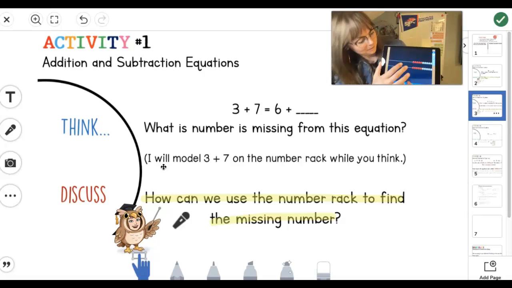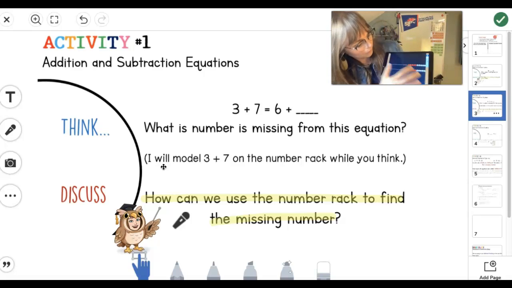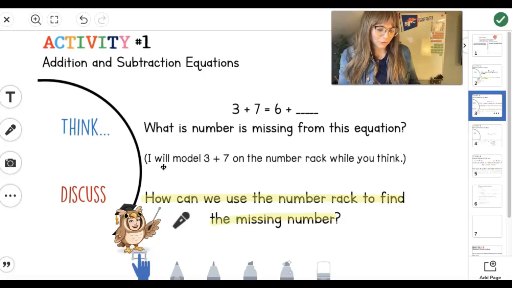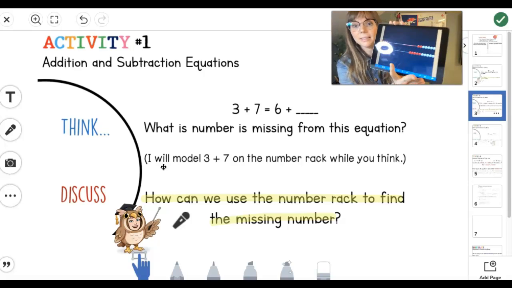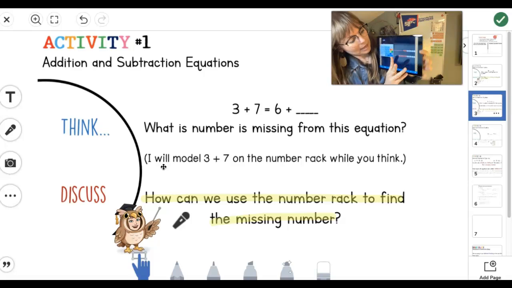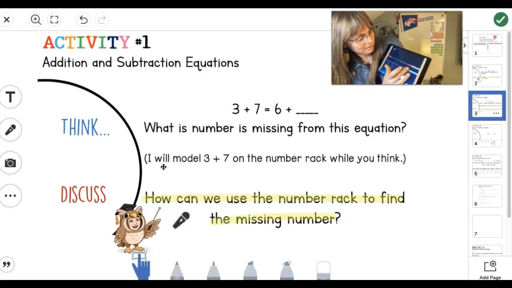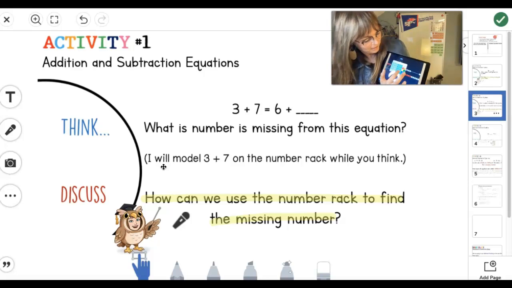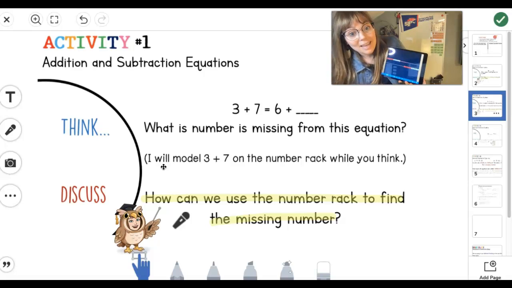Here's our number rack. To show the equation 3 plus 7, I'm going to put 3 on one side and count plus 7, 1, 2, 3, 4, 5, 6, 7. If I add them all together, I get 10.